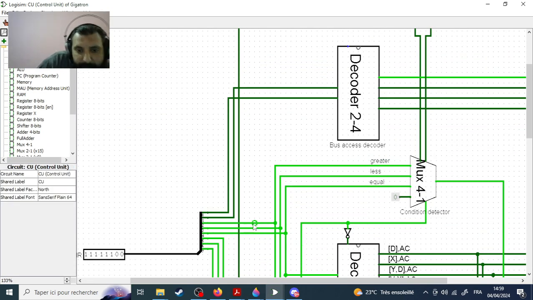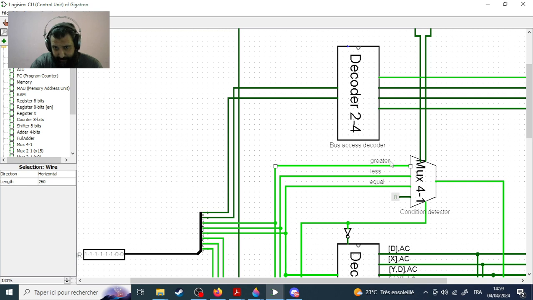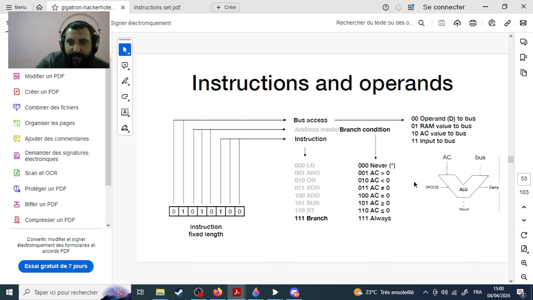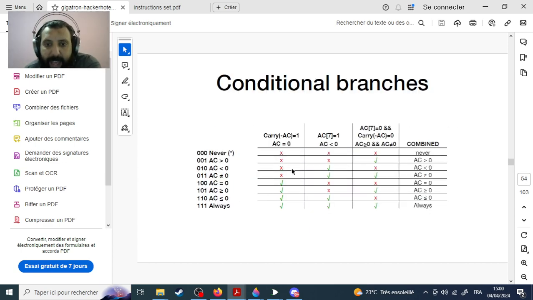We have this multiplexer. We have the three bits. Bit 1, bit 2, bit 3. Bit 2 represents the greater condition. The bit 3 represents the less condition. And the bit 4 represents the equal condition. If we have a different combination, we can get different conditions. We can see that on the table of the condition. We said that this bit represents less than, the bit in the middle greater than, and the last bit represents equality. You can check that.